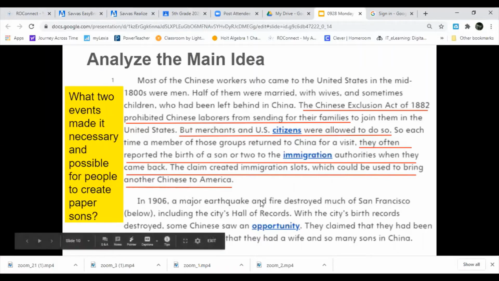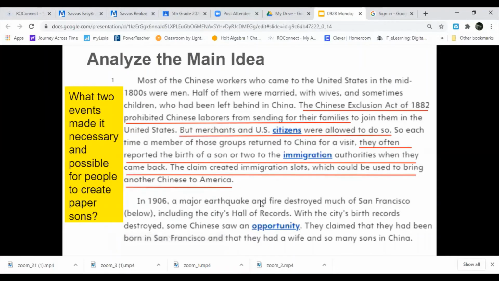One event that helped make it possible for people to create paper suns was the fire and earthquake that destroyed so much of San Francisco. When the city's Hall of Records was destroyed, the Chinese saw an opportunity. They were able to claim that they had been born in San Francisco and that they had a wife and so many sons in China.